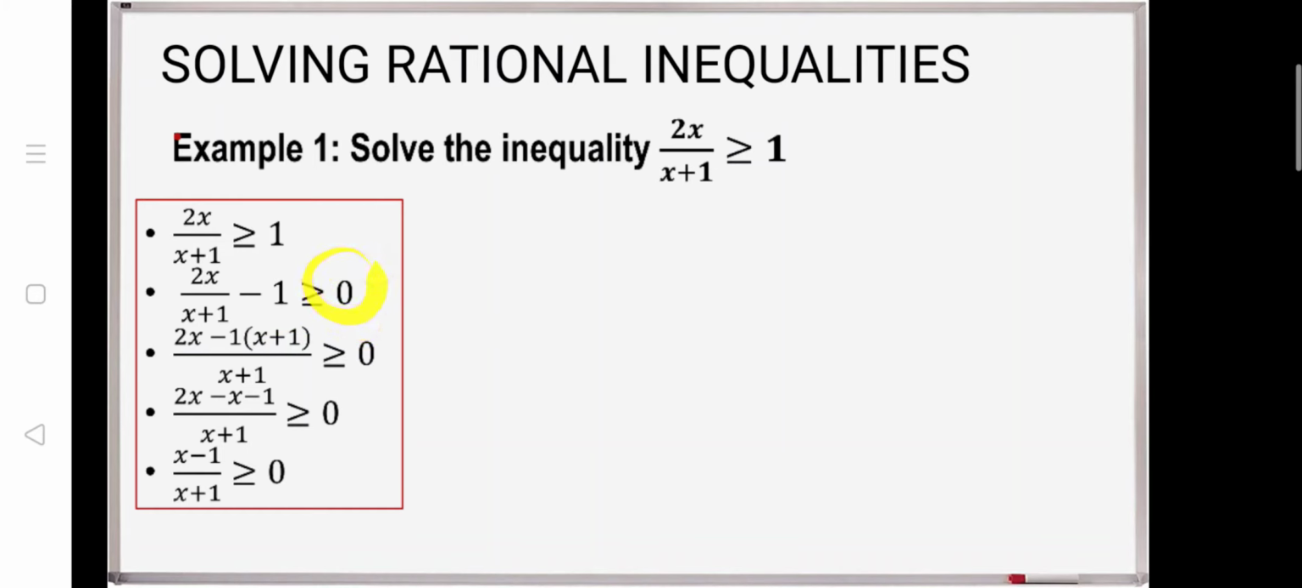So to solve this, you have to find the LCD, since they are similar fractions.